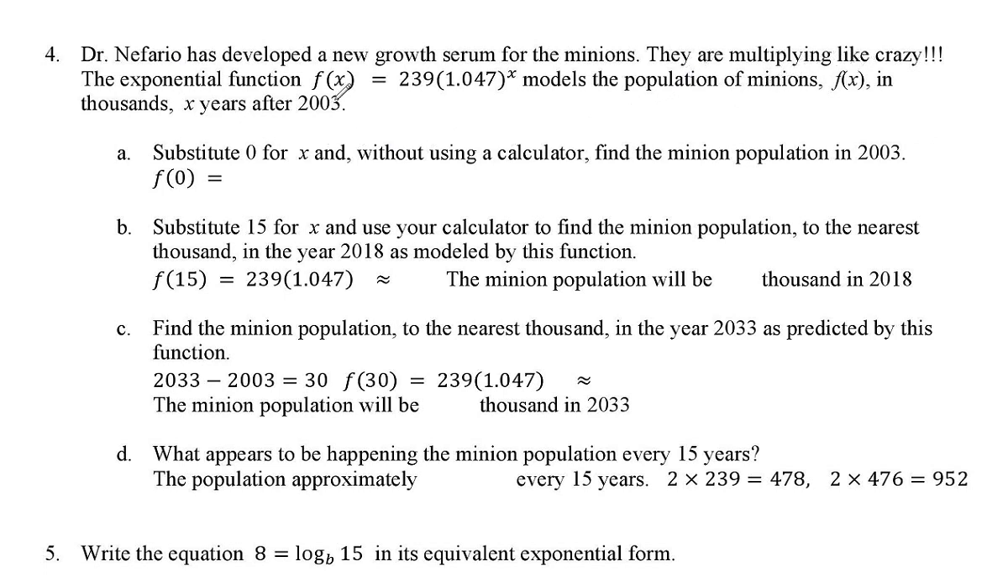So we've got this exponential function, f of x is 239 times 1.047 to the x power. So the 1.047 to the x, that's our exponential. And we're told that this models the population of the minions, f of x, in thousands. And this is going to be x years after 2003. So 2003 corresponds to your x equals 0.